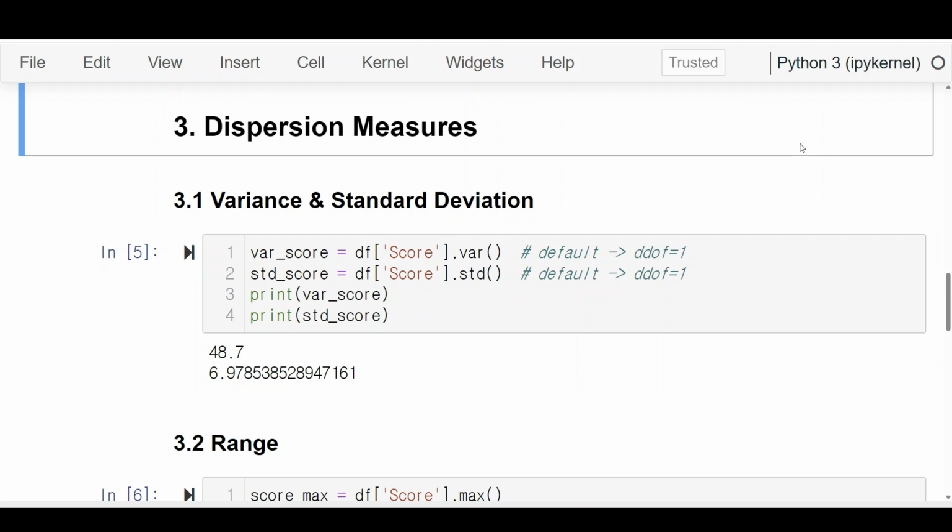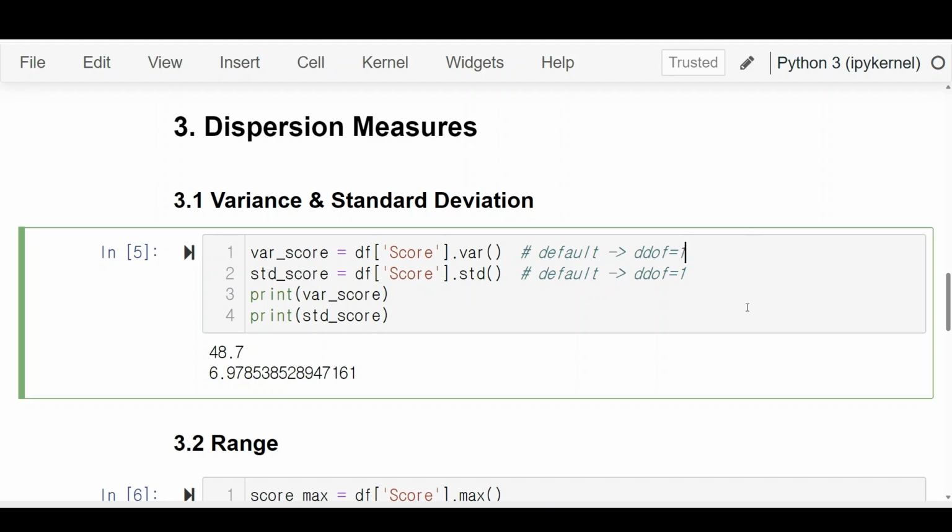Now, let's look at how spread out the scores are. The variance measures the average squared distance from the mean. The standard deviation is the square root of the variance, giving us a measure in the same units as our original data. We set DOF equals 1 to calculate the sample variance and standard deviation. Here, our variance is about 48.7, and our standard deviation is about 6.98. This tells us most scores are within about 7 points of the average.